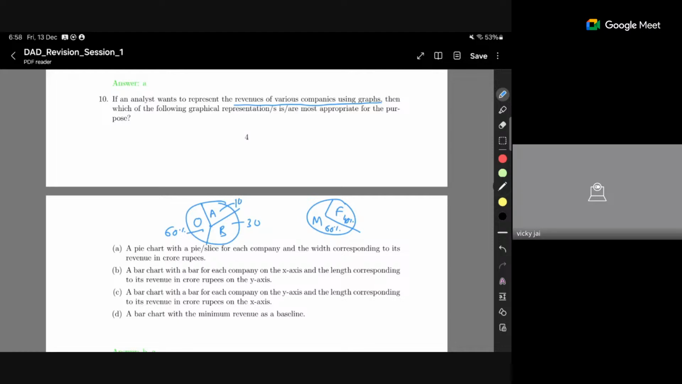So this is the way he is selling the fruits. But the revenues of various companies, I don't know, right? So I can't do a pie chart of this. About the revenues, I can't do it.